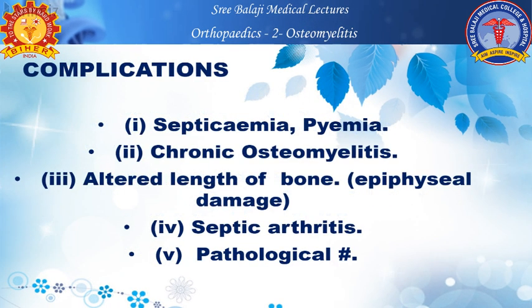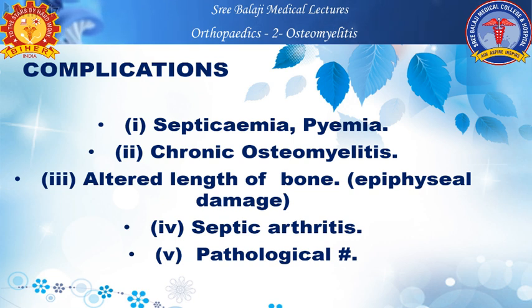If the infection is properly diagnosed at the initial stage, further complications can be prevented. The complications of acute pyogenic osteomyelitis are septicemia. If the organism is highly virulent or the host resistance is less, then the patient can develop septicemic features. And if the pus is not drained properly, then it can proceed to chronic osteomyelitis.